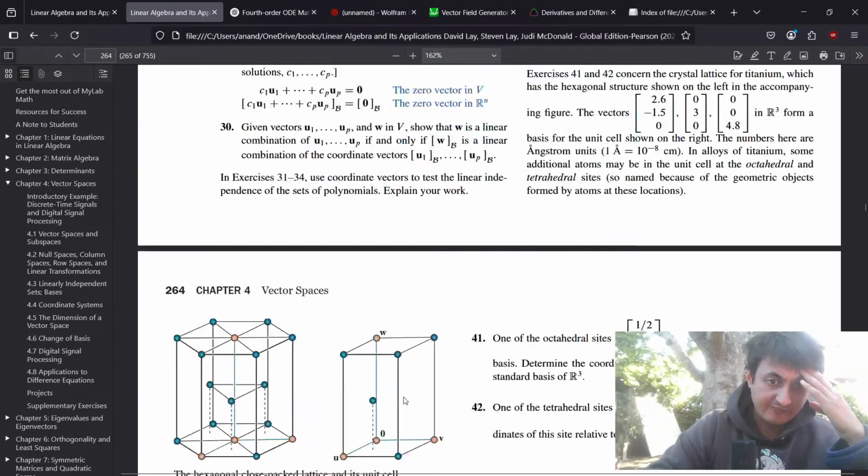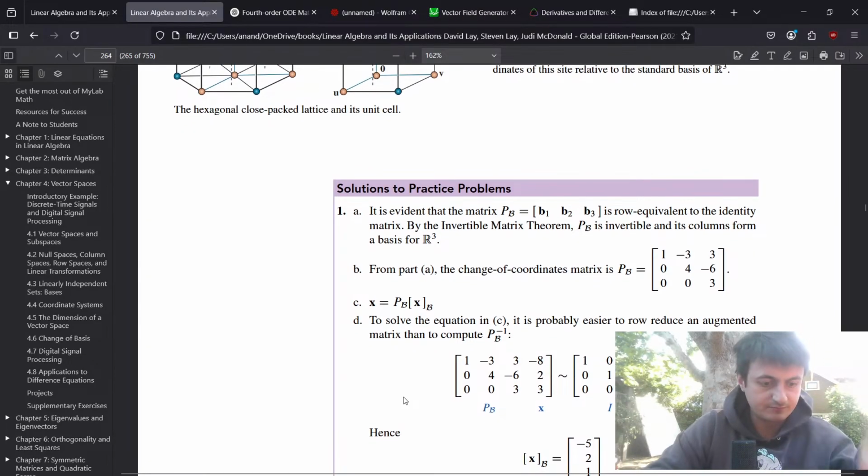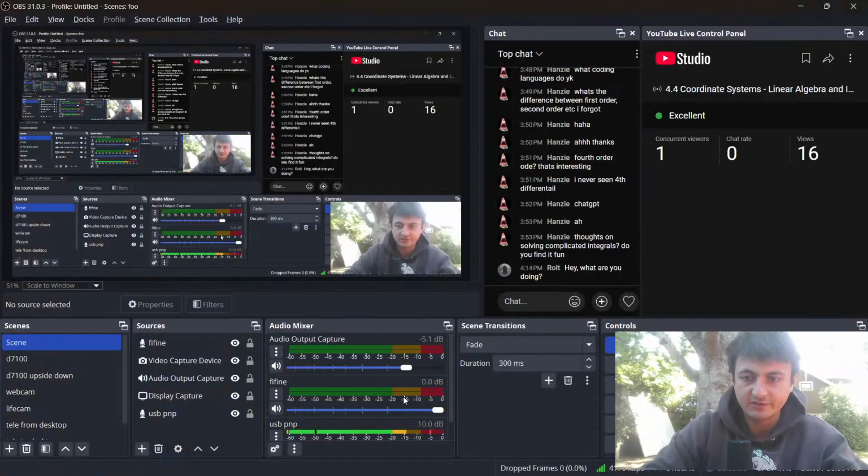Okay, I think that's it for coordinate systems. All right, nice. That only took an hour. That was good. All right, I'll be back in a minute.